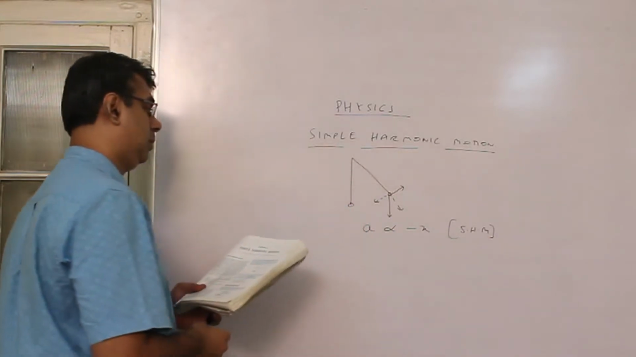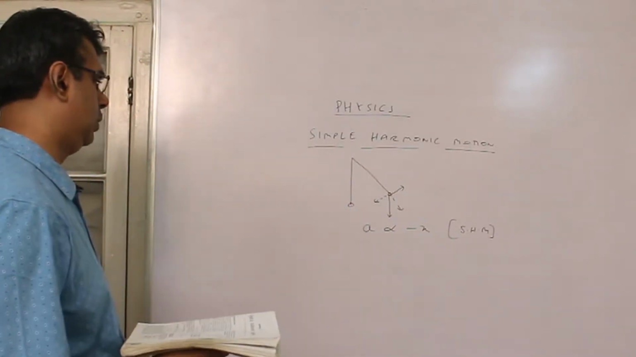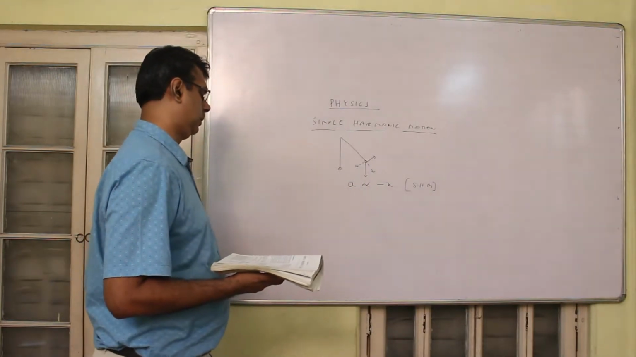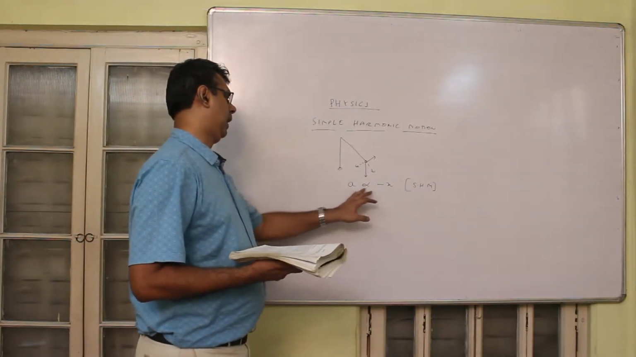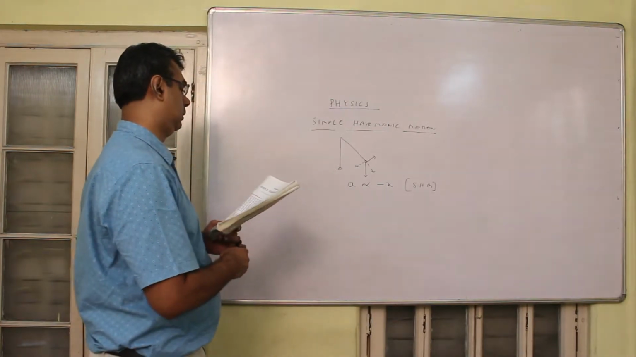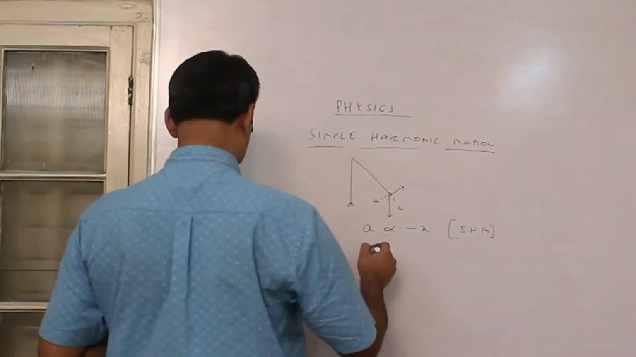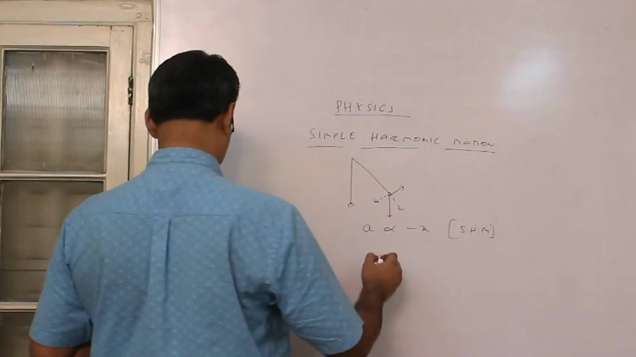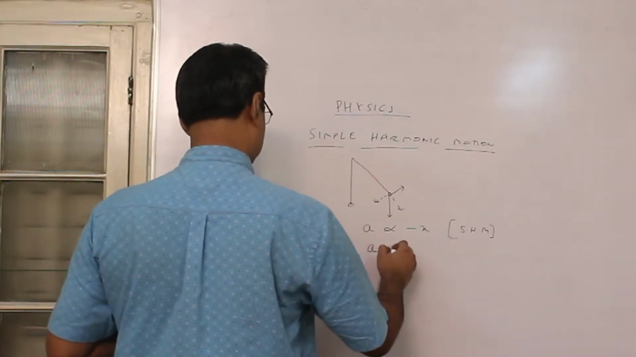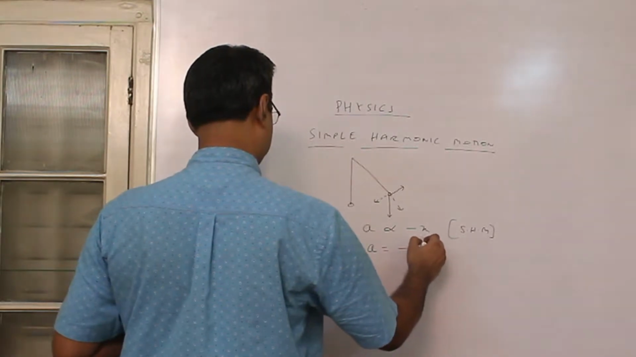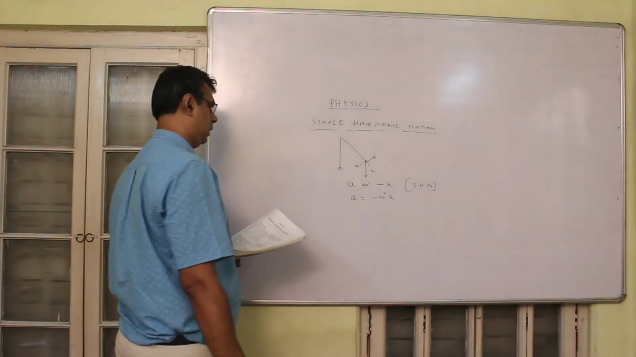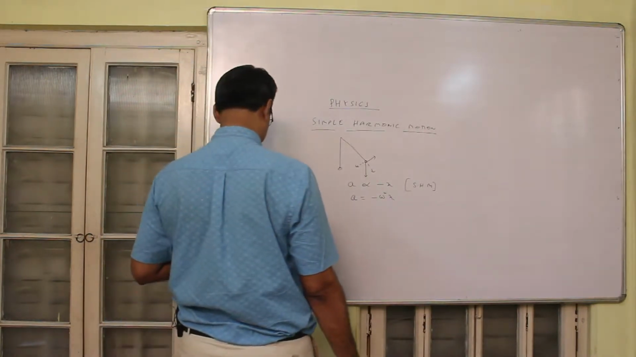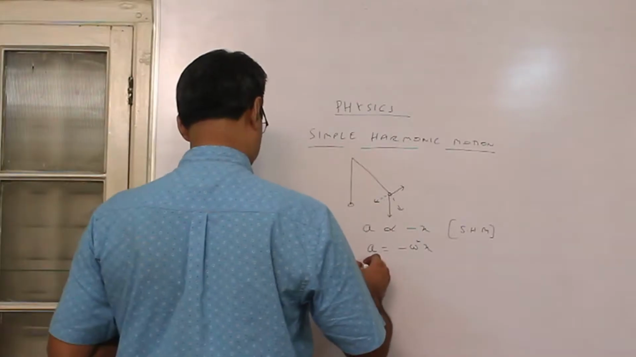So simple harmonic motion is any oscillatory motion in which the force and displacement are proportional and the direction is opposite. So suppose we are discussing a simple harmonic motion. So acceleration is proportional to minus x. So acceleration is minus omega square x.